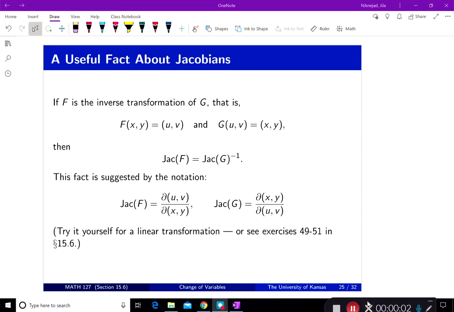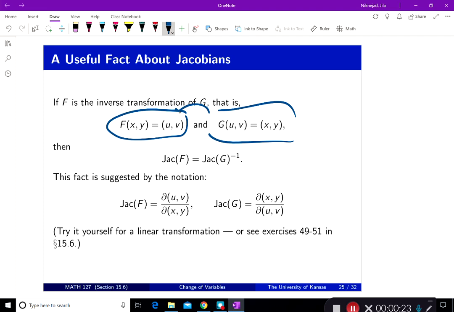We're continuing on section 15.6, change of variables. We want to share a little useful fact about Jacobians with you. So let's say we're trying a transformation g of u and v equal to x and y. Then the inverse of that is f of x and y equal to u and v. Basically, if g takes u and v to x and y, f takes x and y to u and v.